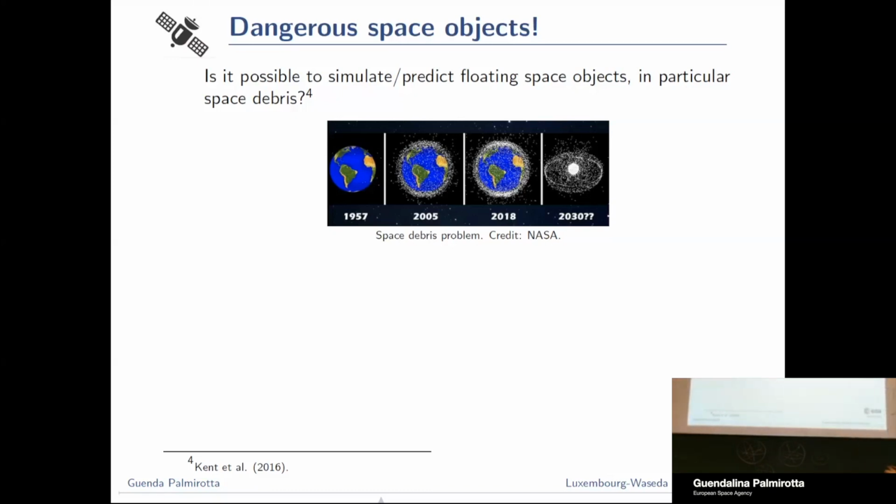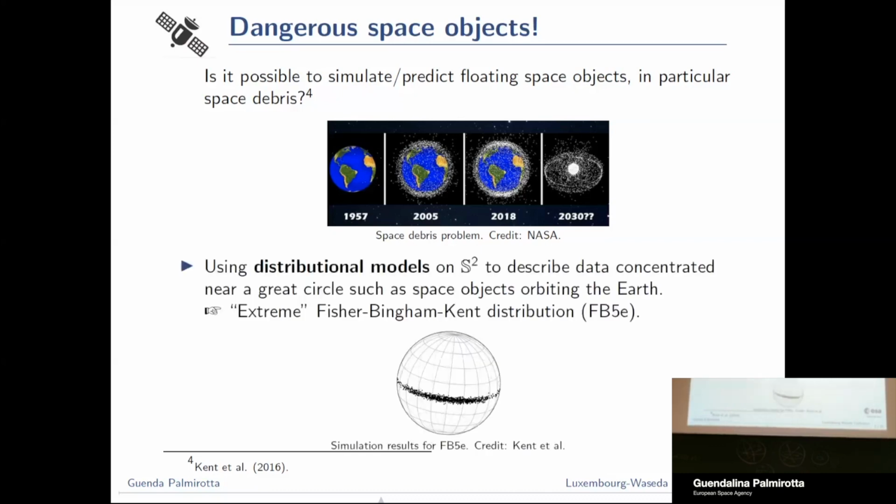And you can see here this simulation that we have more and more satellites. Here we can use directional statistics to predict or simulate space debris, but the problem is we don't have data. And one way to do it is not hypothesis testing, but rather using directional distributions and models, in this case for the sphere. And Kent proposed this extended Fisher-Bingham-Kent distribution, here 5 because it has 5 parameters.